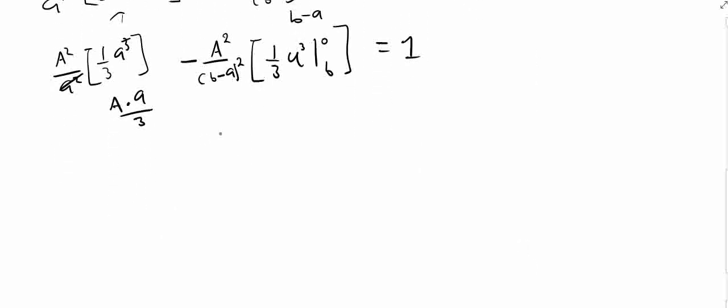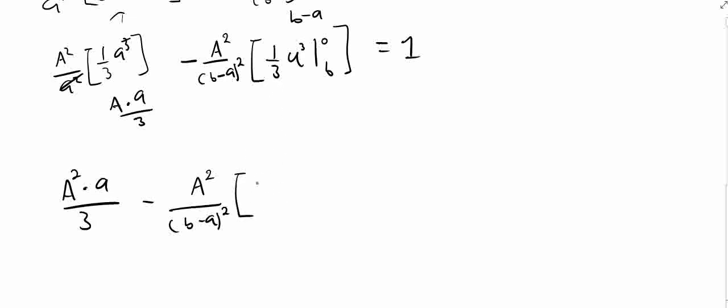Okay, so we'll just rewrite this just for a little bit more clarity. So capital A times lowercase a divided by 3 minus capital A squared divided by b minus lowercase a squared. All this is going to be multiplying 1 divided by 3, and when we plug a 0 in, we get 0, and then when we plug b in, we're going to get negative b cubed as this first term. Sorry, this is b minus a.